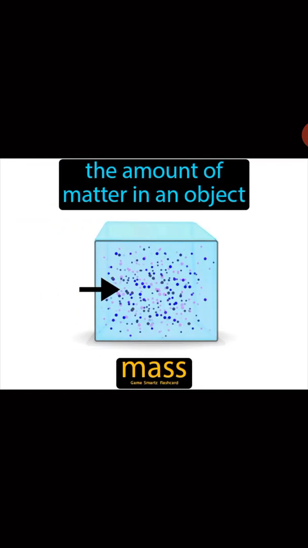So, the mass of an object is defined as the amount of matter in an object. If the matter in an object is more, the mass of the object will be more. They will be heavier objects. If the matter in an object is very less, they are lighter, then the mass of the object will be less. The unit of mass is kg or grams.